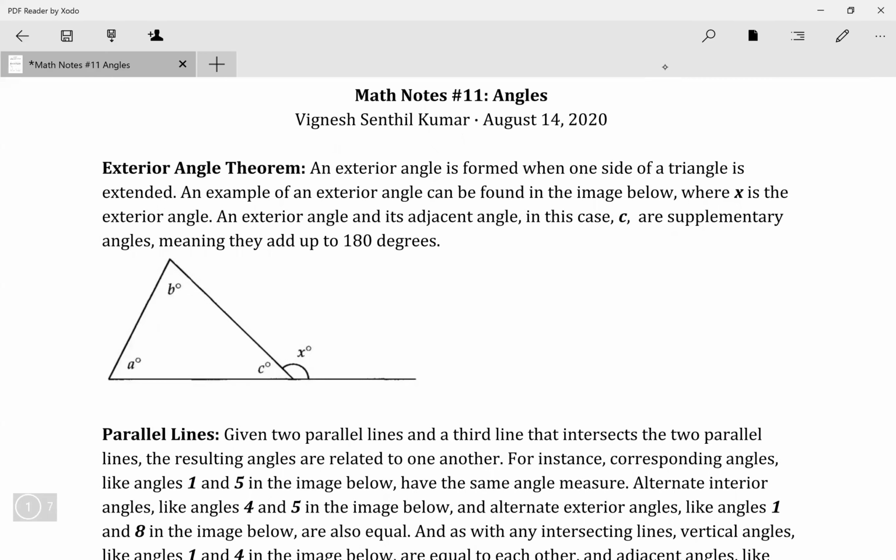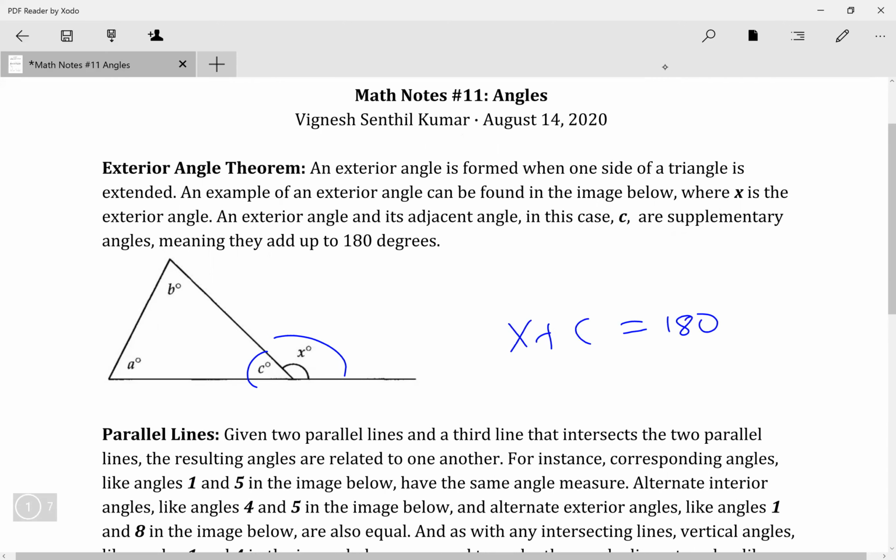The first thing we're going over is the exterior angle theorem. That's very simple. Basically, if you have a shape like this and you extend one side, this angle and this angle are supplementary angles. So in this case, x plus c would equal 180 degrees. In this case, x is the exterior angle. Also, x is equal to a plus b.